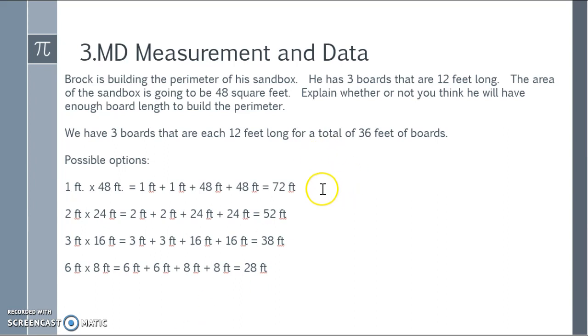So I could not do a 1 foot by 48 feet because 98 is greater than 36. I also could not do a 2 foot by 24 foot because 52 feet is still greater than 36. 3 feet by 16 feet is getting closer, but still too many. It looks like 6 feet by 8 feet, to get us a total of 28 feet of boards, would have to be the dimensions of our sandbox.